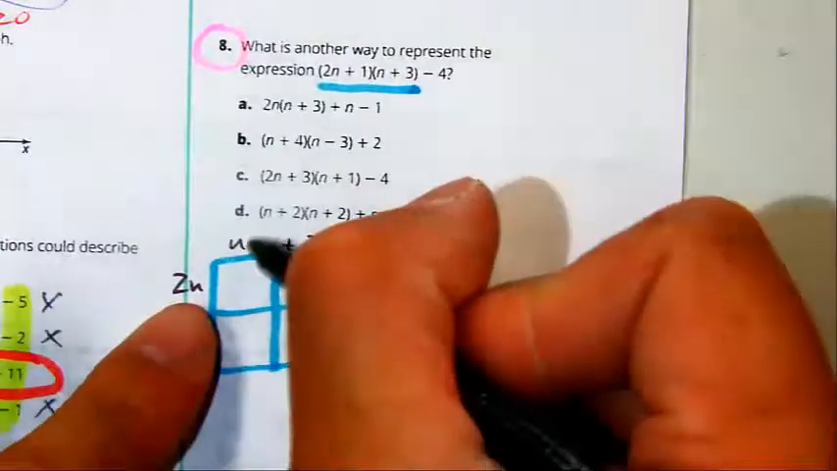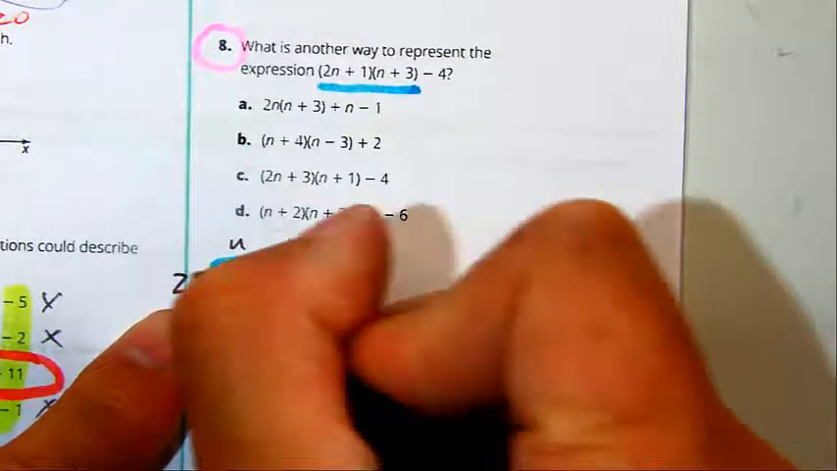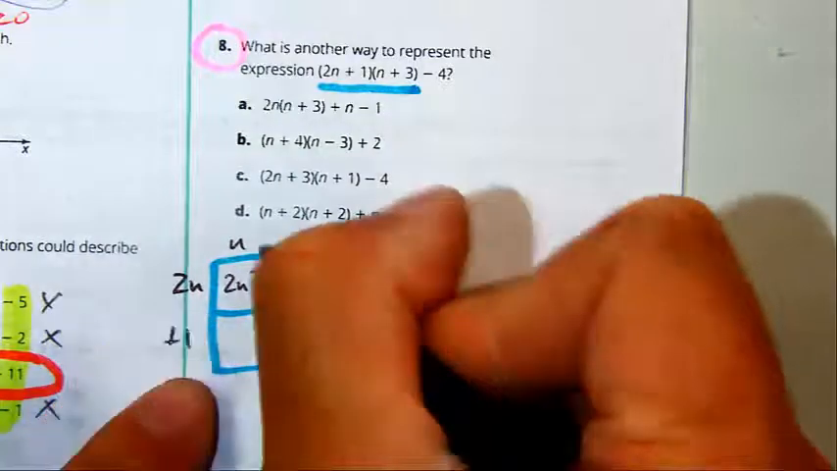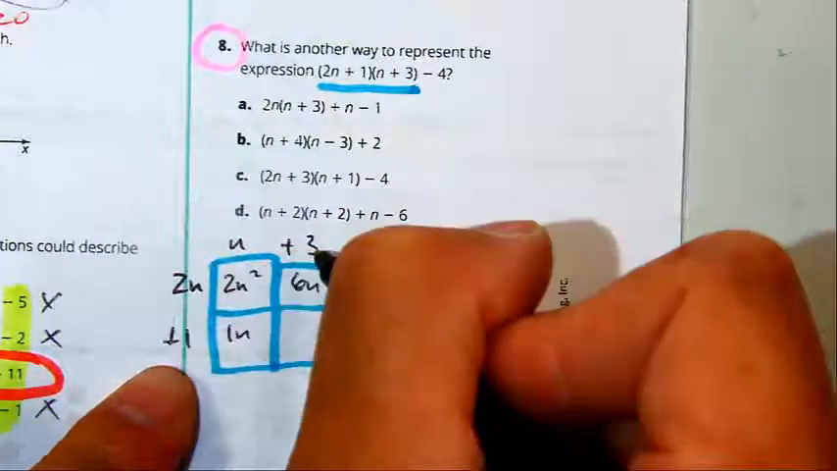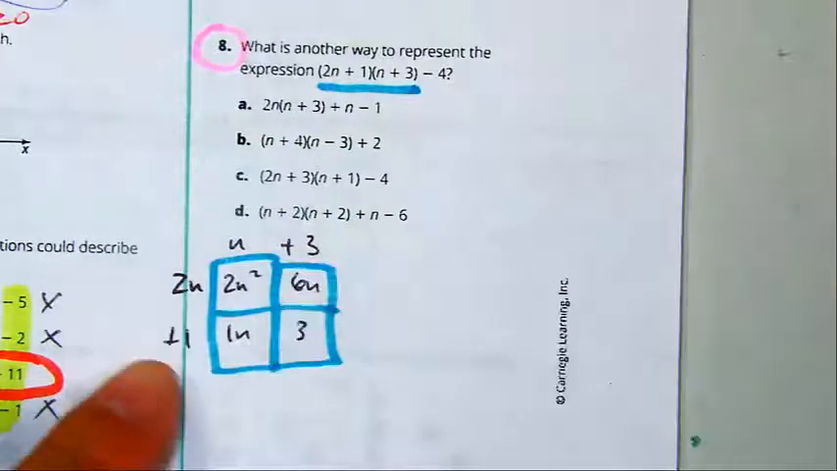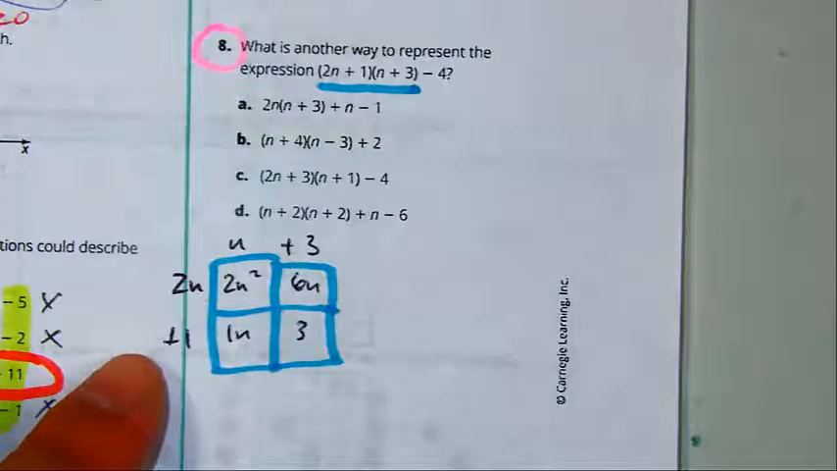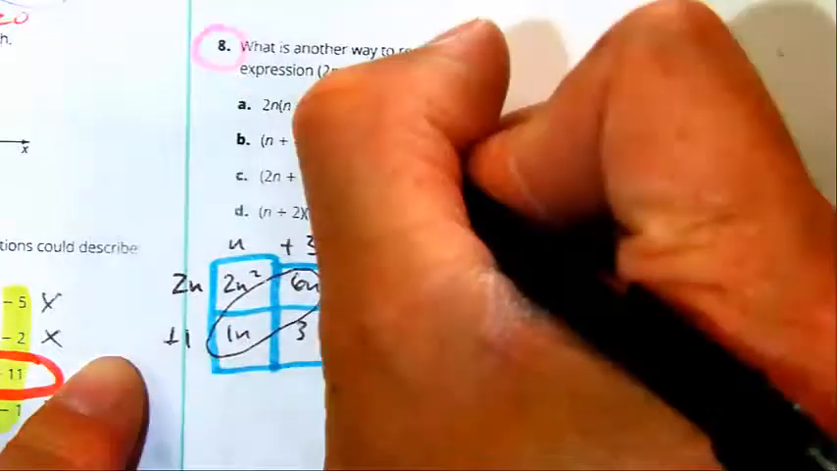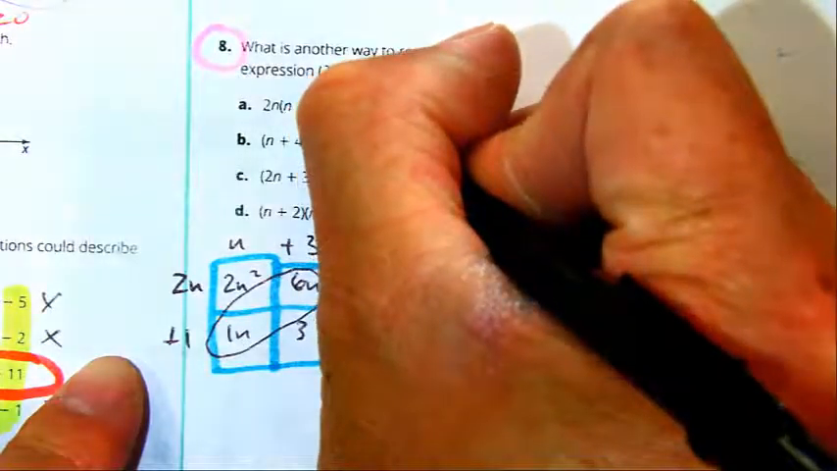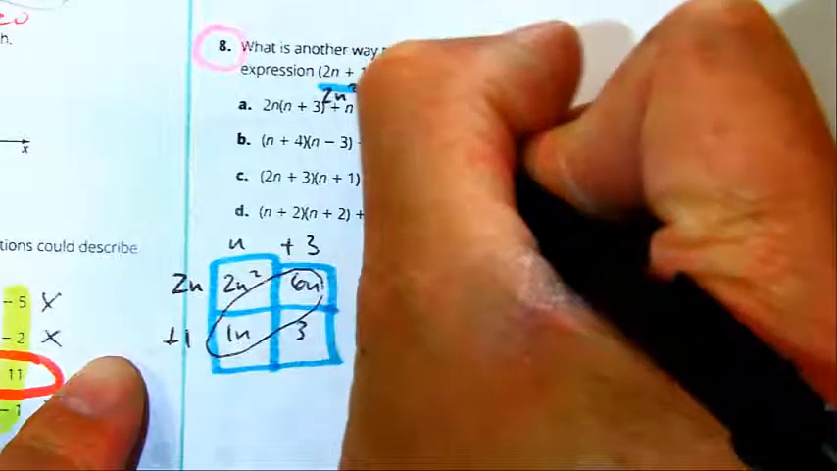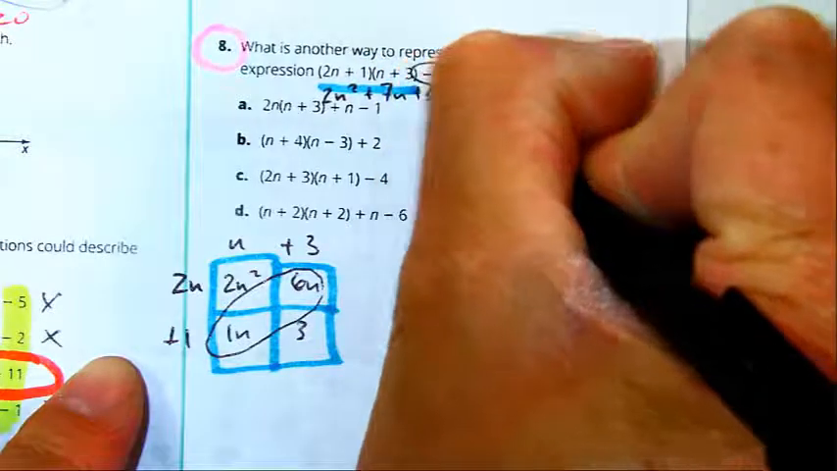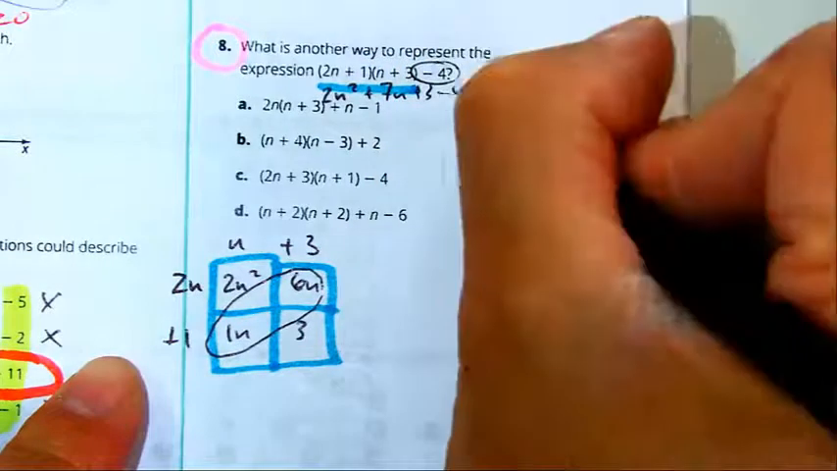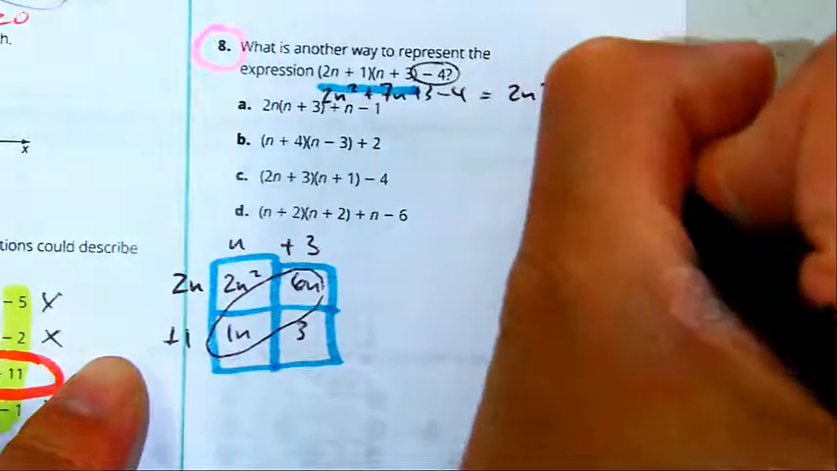2n times n is 2n squared. 2n times 3 is 6n. n times 1 is 1n. And 3 times 1 is 3. If I combine like terms with these two, I'm going to get 2n squared plus 7n plus 3, and then don't forget the minus 4. So my answer is going to be 2n squared plus 7n minus 1.